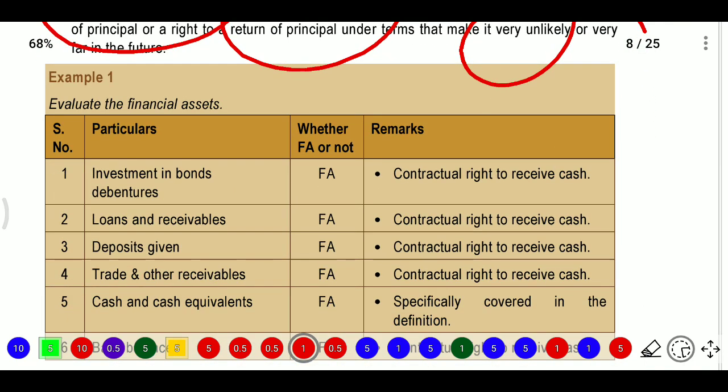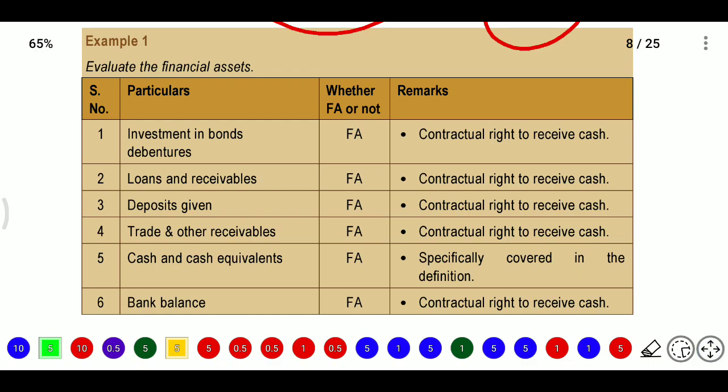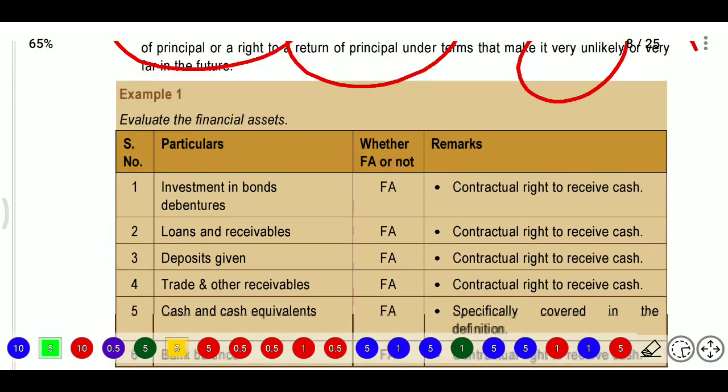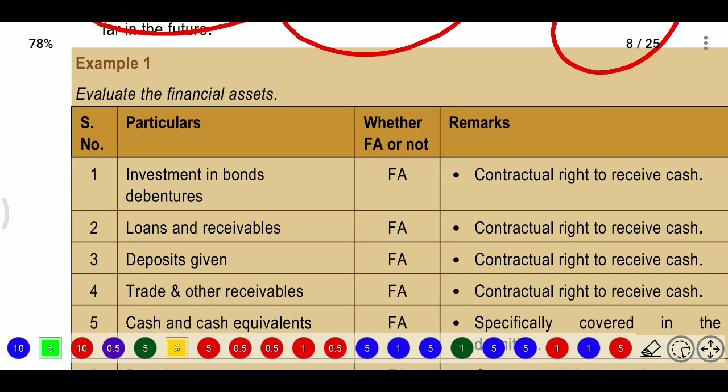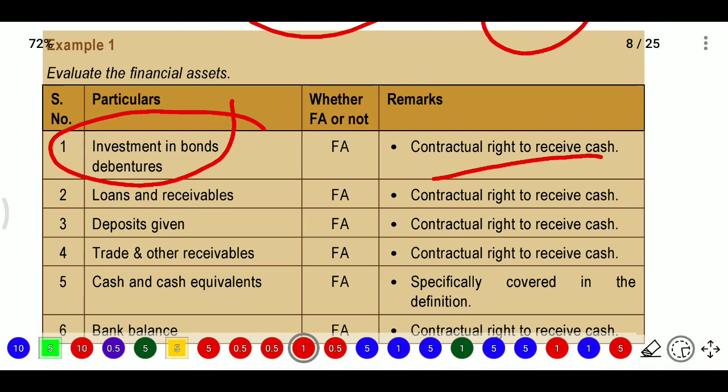Some examples were provided relating to financial assets. We need to identify whether an asset will be a financial asset or not. Here are some items. The first item is investment in bonds. We are discussing that investment in bonds and equity will become financial assets, because here we get the contractual right to receive cash. After that, loans and receivables will be financial assets, which means we get the contractual right to receive cash, so they become financial assets.